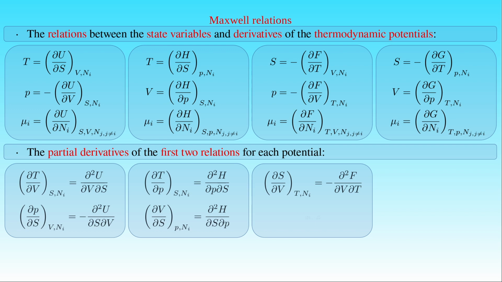For the second equation, we have the partial derivative of the pressure P with respect to the temperature T at constant volume V and number of particles Ni, which is equal to minus the second order partial derivative of the free energy F with respect to the temperature T and the volume V.